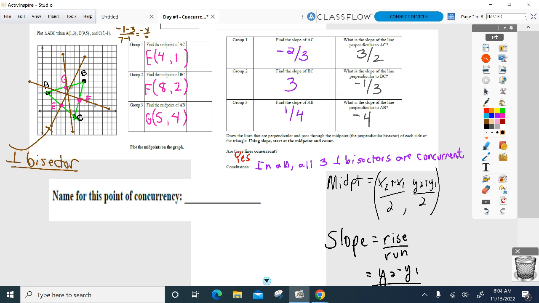All right, you ready for a name for that point now? Are they all intersecting on your graph, most of you? Yes? All right, what's this called now, where all the perpendicular bisectors intersect? That point is called the circumcenter. Okay? The point where all three perpendicular bisectors meet in a triangle is called the circumcenter.